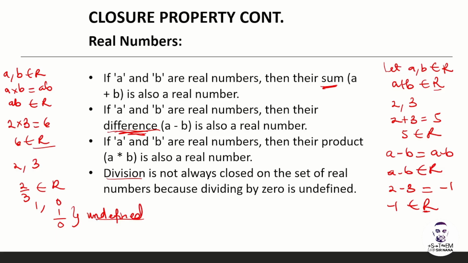And once it's an undefined term, it doesn't belong anywhere in the real numbers, right? So 1 over 0 doesn't belong to the real number system. So it means that division is not always closed on the set of real numbers, because dividing by 0 gives us an undefined term, right?